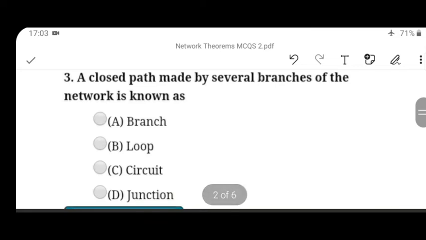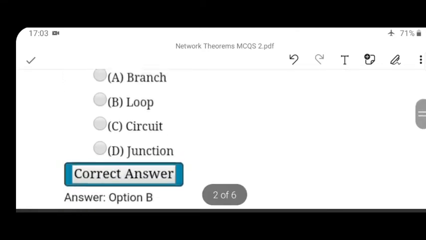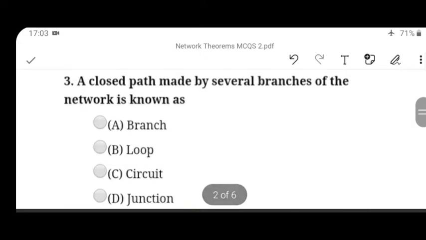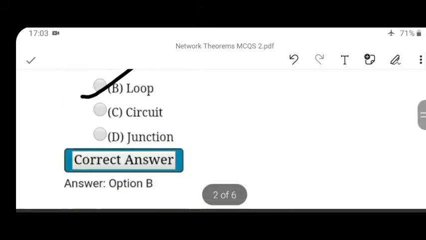Now in the third question, a closed loop made by several branches of the network is known as. We should know that a closed path, a closed circuit made by several branches of a network is known as a loop. Option B will be the correct answer.